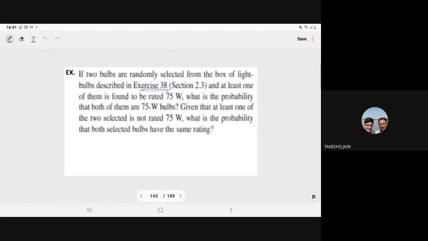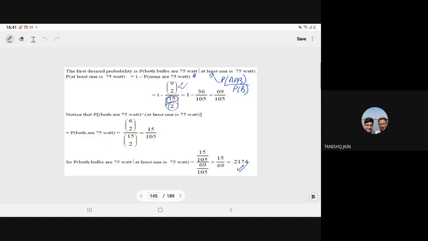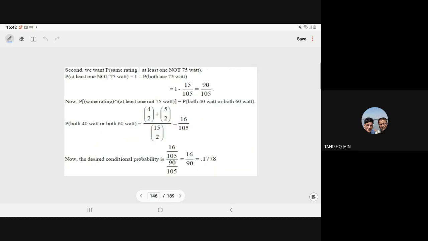Then in part B, given that at least one of the two selected is not rated 75, what is the probability that both selected bulbs have the same rating? Same rating means either both are of 40 watt or both are of 60 watt. So we want the same rating given that at least one is not of 75 watt.